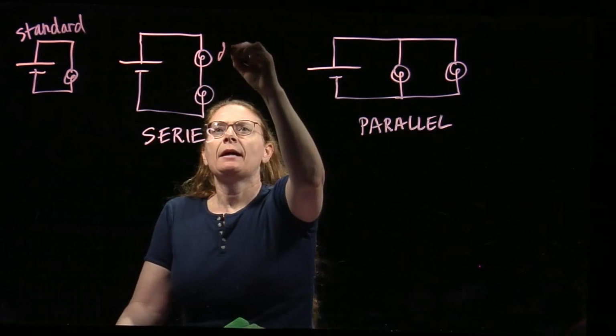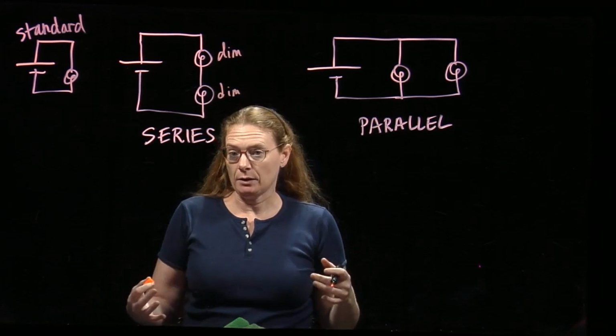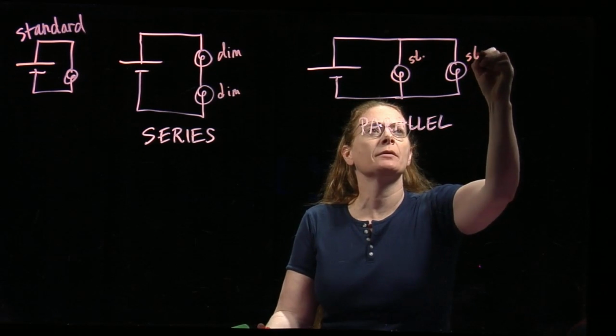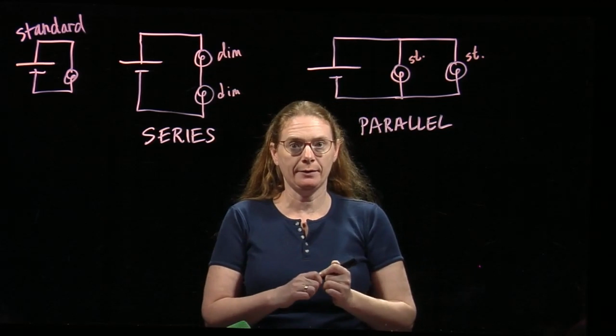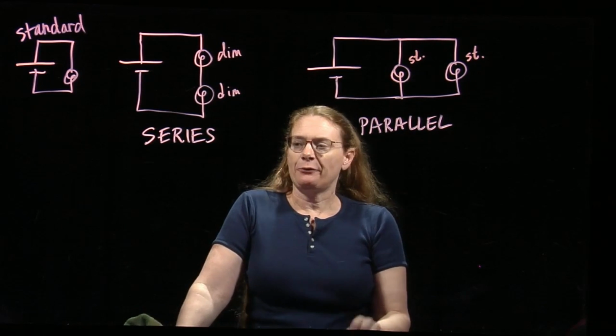What we see is that this bulb and this bulb are dim and equally dim. This bulb is standard brightness. This bulb is standard brightness. So definitely something weird going on here. Let's take it one step further.